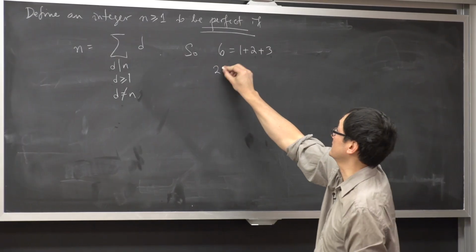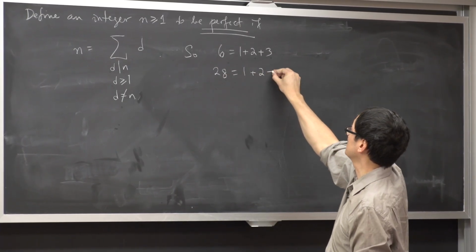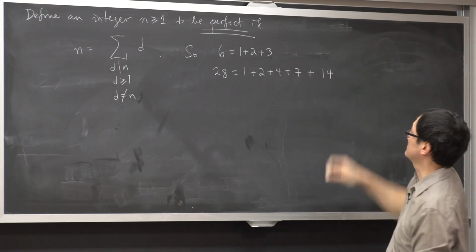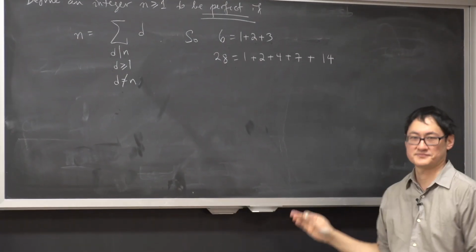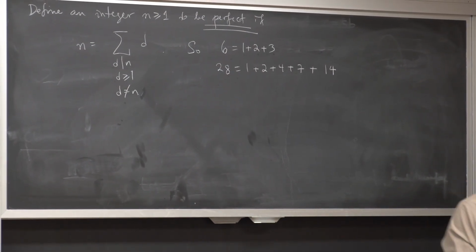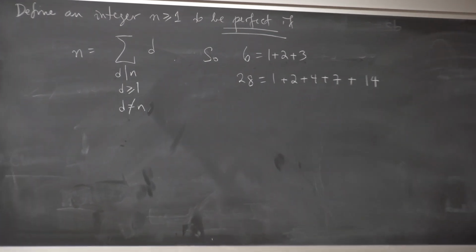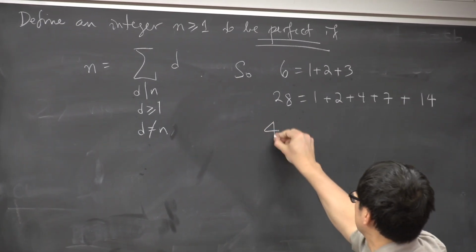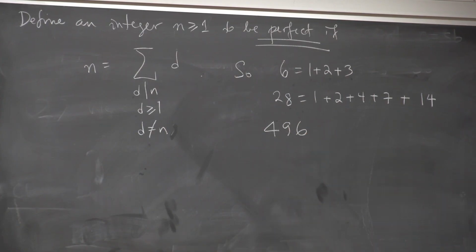What's the next one? 28. So 1 plus 2 plus 4 plus 7 plus 14. Is that right? What's the next one? 400 something. 496. Someone figured this out. And one more was known in Greek antiquity. That was, anyone know?